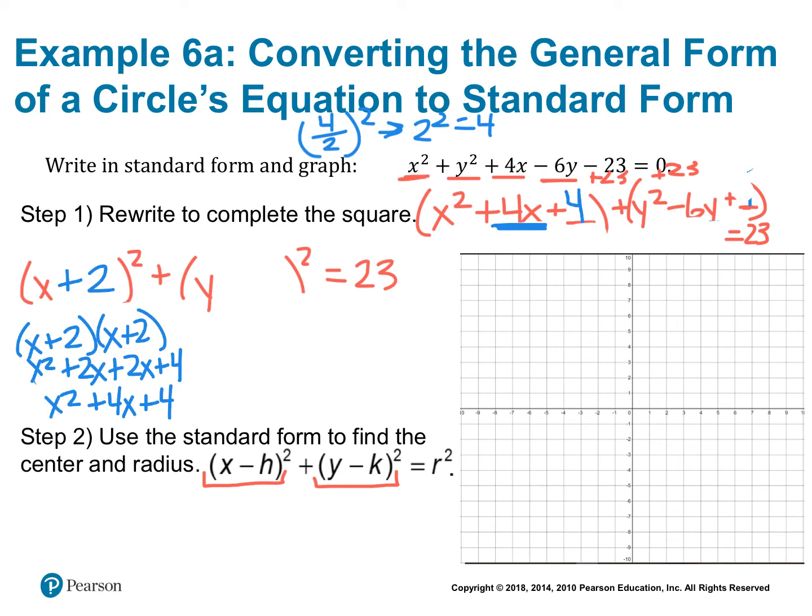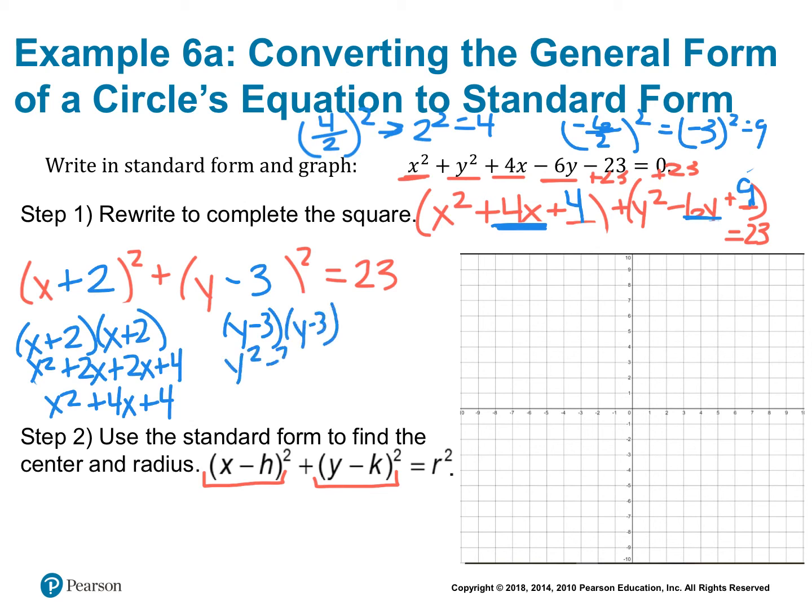So now if I look at my next one, let's look at this -6. If I take -6 divided by 2 and square it, I get -3 squared, which is 9. So this is going to be a -3 here. You should notice if I did y minus 3 squared, I'm going to get y squared minus 3y minus another 3y plus 9, which is that y squared minus 6y plus 9.